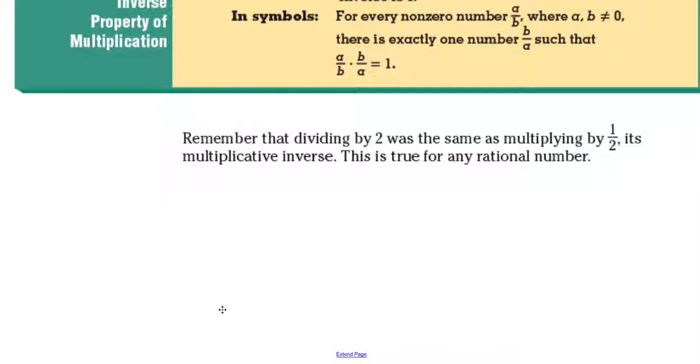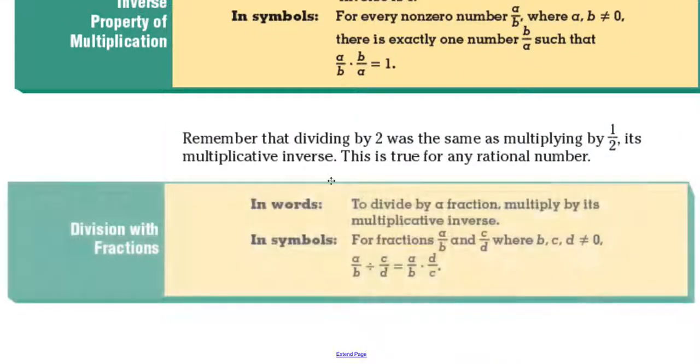So we go to our division of fractions. In words, to divide a fraction, multiply by its multiplicative inverse. For fractions in symbols, for fractions a over b and c over d, where b, c, and d are not equal to 0, again, you know why, a over b divided by c over d is equal to a over b times d over c.